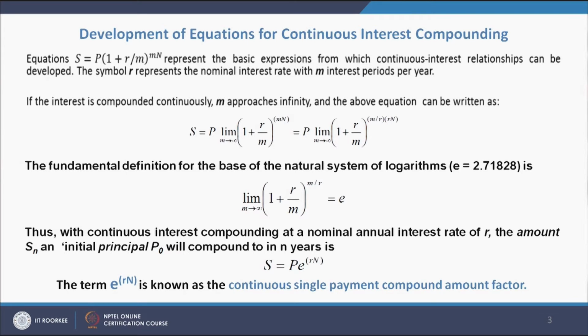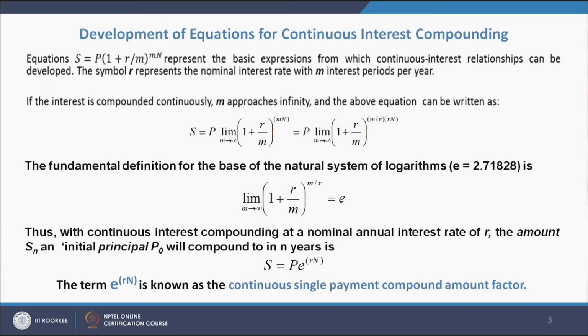If the interest is compounded continuously, m approaches infinity, and the above equation can be rewritten as S is equal to P limit m tends to infinity of (1 + R/m) to the power mn, which is equal to P limit m tends to infinity of [(1 + R/m) to the power m/R] to the power R into n.